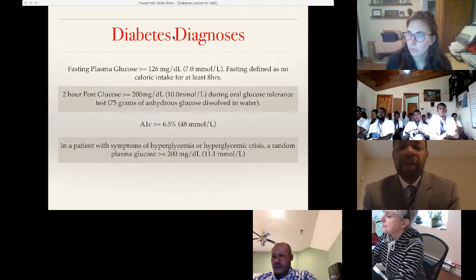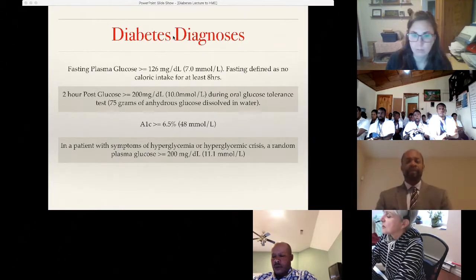Or you check somebody who has symptoms of diabetes like frequent urination, dry mouth, what we call hyperglycemic crisis. And if you check them randomly and they have a glucose over 200 milligrams per deciliter or 11.1 millimoles per liter, they have diabetes.